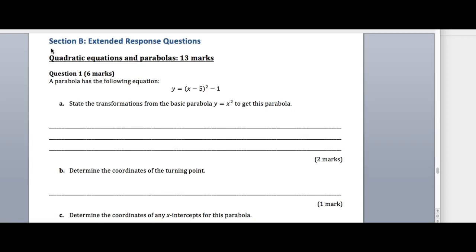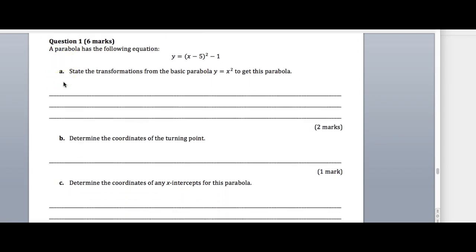Okay, moving on to the extended response. Just so you know, also this year there are 20 multiple choice questions. Last year there were only 15, so a few more multiple choice questions there. A parabola has the following equation. I'm just going to move this up a bit.